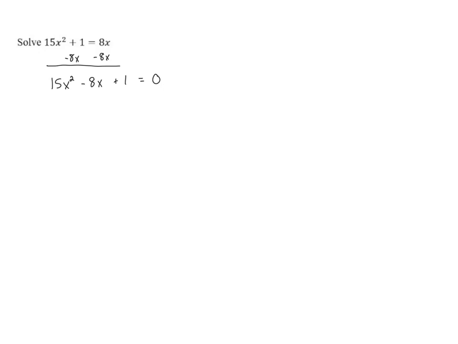And here we're going to need to use the AC method, because we've got a trinomial with a leading coefficient other than 1. So in this problem, a times c is going to be 15 times 1, and b is negative 8. So we need two numbers that have a product of 15 and a sum of negative 8. Those numbers end up being negative 5 and negative 3. So we're going to split up that middle term into negative 5x and negative 3x. So 15x squared minus 5x minus 3x plus 1 equals 0.